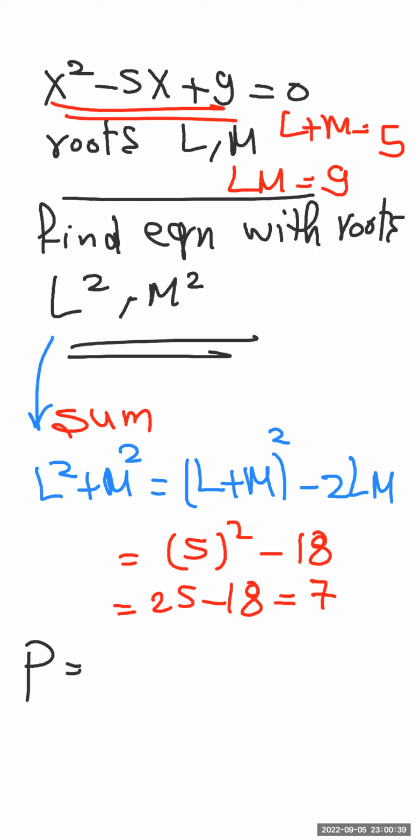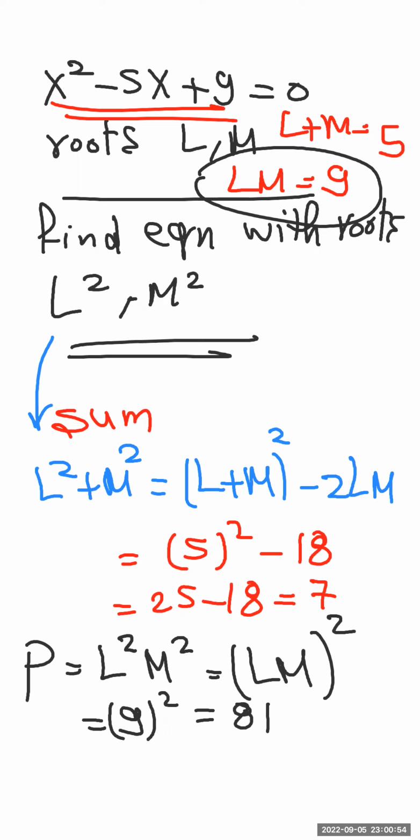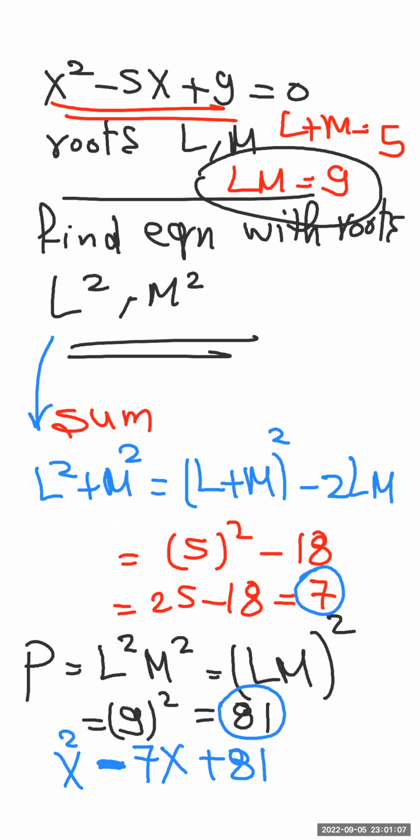The product equals L squared M squared. Simply, this means it's LM all to the power 2. So LM equals 9, so 9 to the power 2 is 81. Now write down the new equation simply: x squared minus the sum, 7x, plus the product, 81, equals 0. Done.